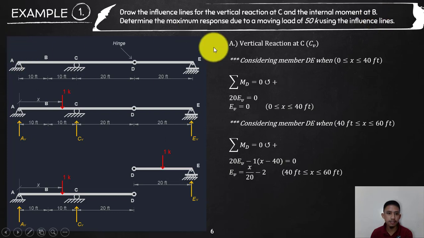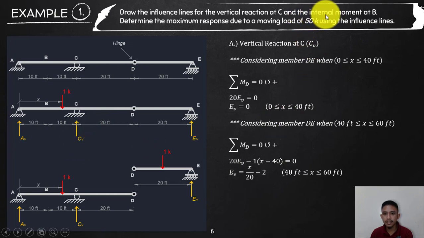As you can see, this is the figure. We have point A, point B, point C. Point B is midway, the middle of points A and C. We are going to focus on analyzing the effect of the moving loads on the vertical reaction at C. Let's say that is CV. So that is one of the responses that we need to study.